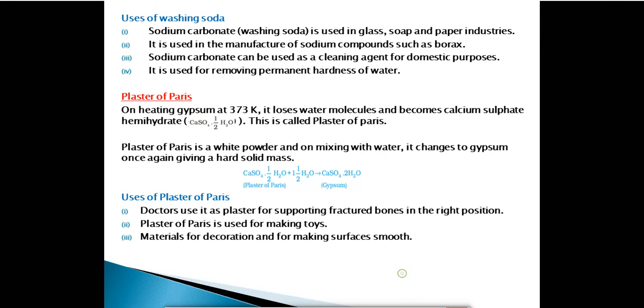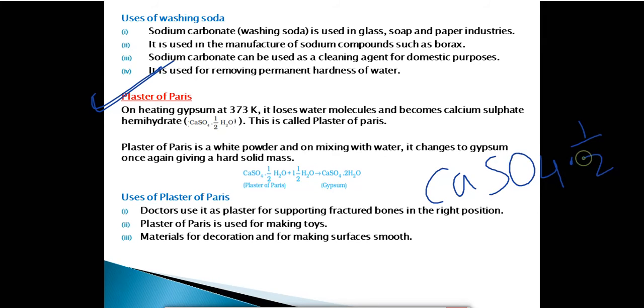Now let us read about the last type of salt which is given in your textbook, that is plaster of Paris. Okay, so what is the formula of plaster of Paris? It is CaSO4.½H2O. Its chemical name is calcium sulfate hemihydrate. Hemihydrate means half H2O. Half a water molecule is attached with one formula unit of plaster of Paris, CaSO4.